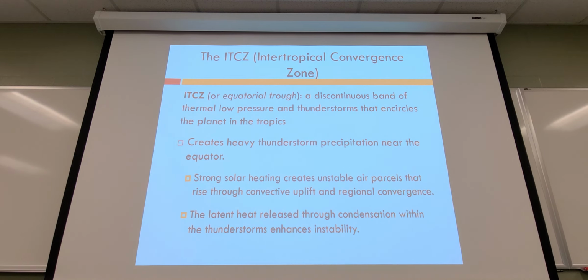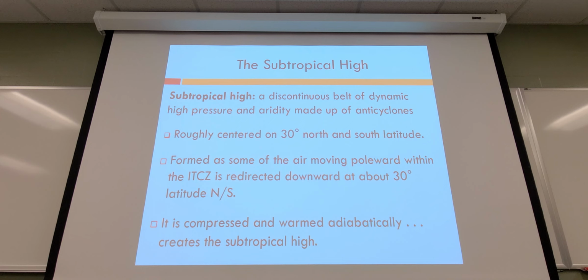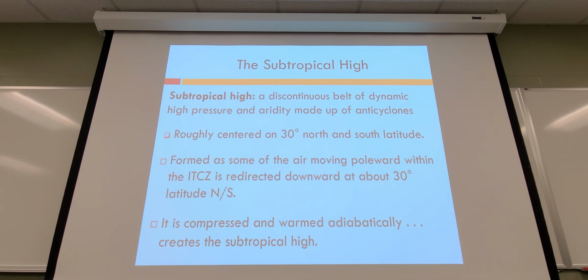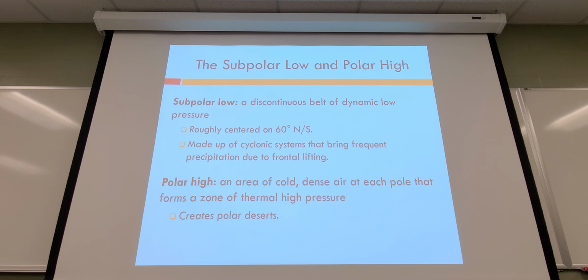So the center one, like I said, we talked about this before, intertropical convergence zone, and I feel like we actually covered that one quite a bit. Subtropical high, let's back up, that's just the next one over, right? Subpolar low.